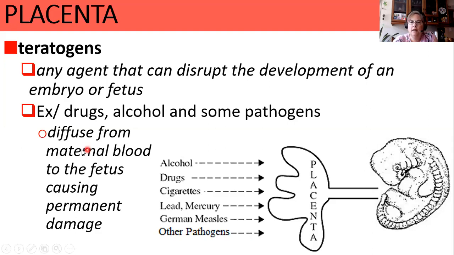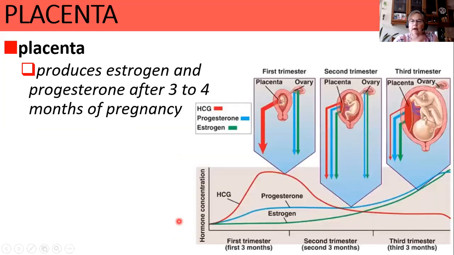So in order for these to cause damage, they diffuse from the maternal blood to the fetus, and then they go to the fetus and they can cause permanent damage, and that's why they're called teratogens. Okay. All right. The placenta also has another function. So besides that exchange of waste and nutrients, it's responsible for producing a couple of hormones called estrogen and progesterone, which we've heard of before, after 3 to 4 months of pregnancy.